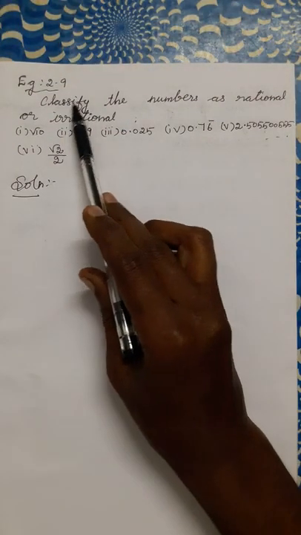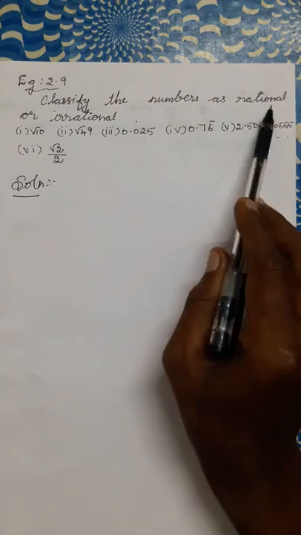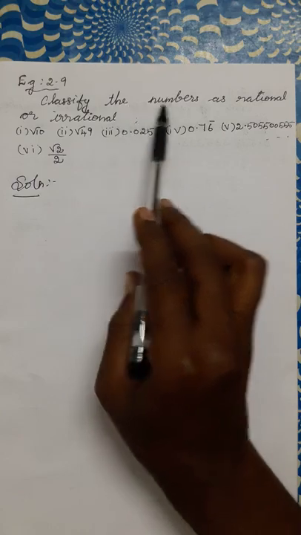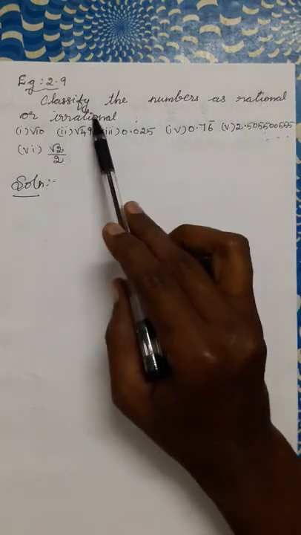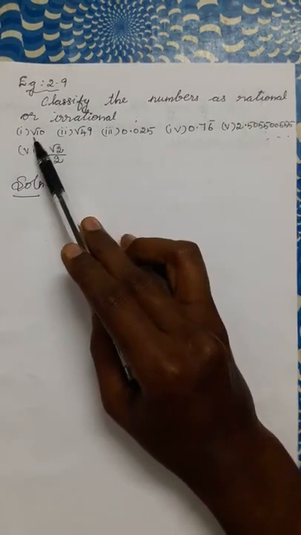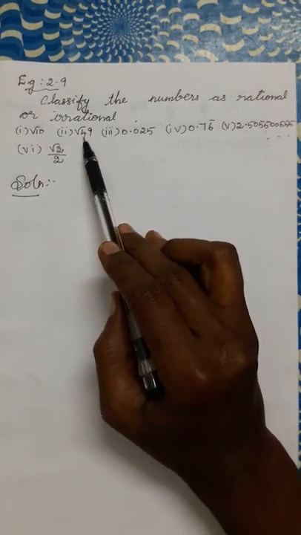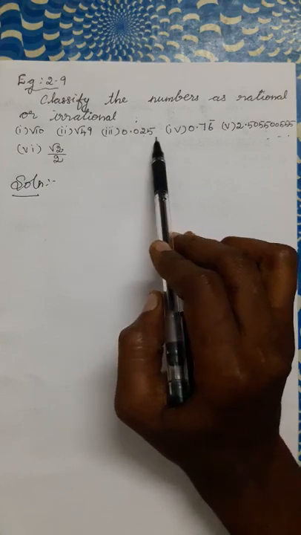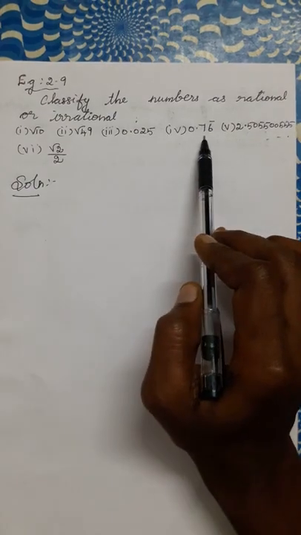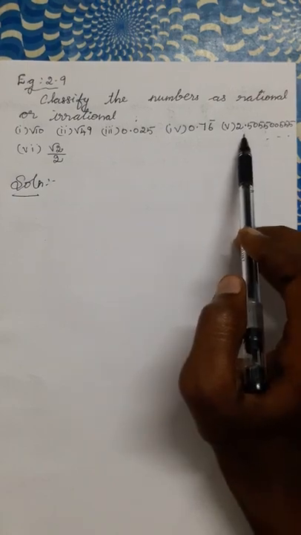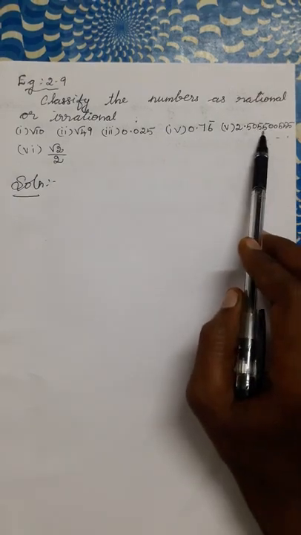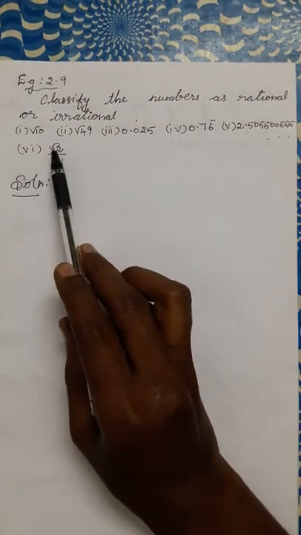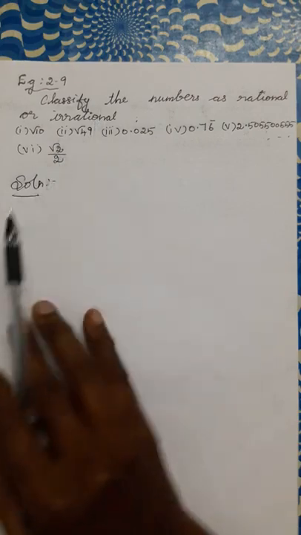Example 2.9. Classify the numbers as rational or irrational. First question, root 10. Second question, root 49. Third question, 0.025. Fourth question, 0.76 bar. Fifth question, 2.5055005555 etc. Sixth question, root 2 by 2.